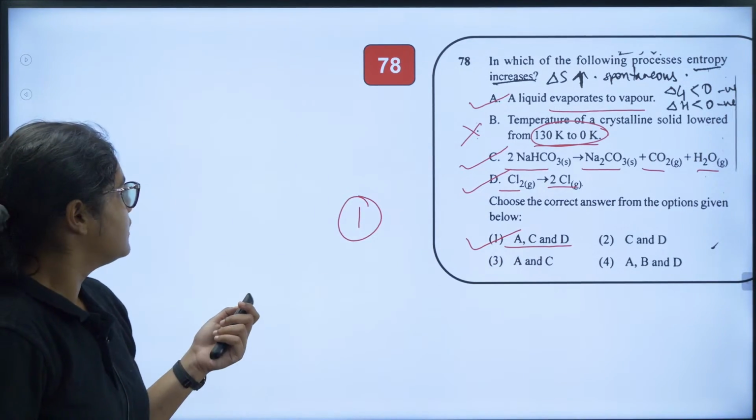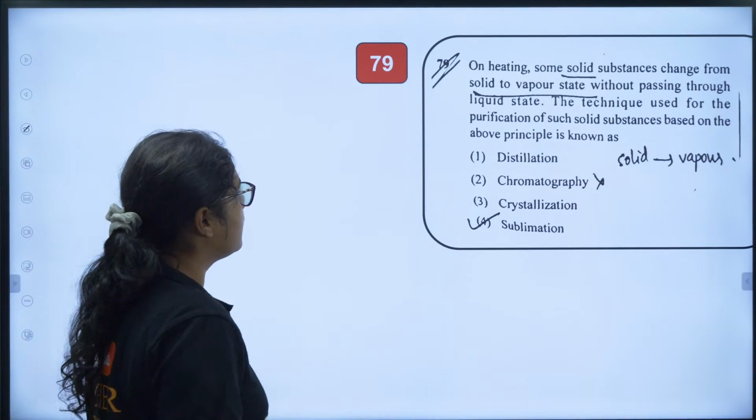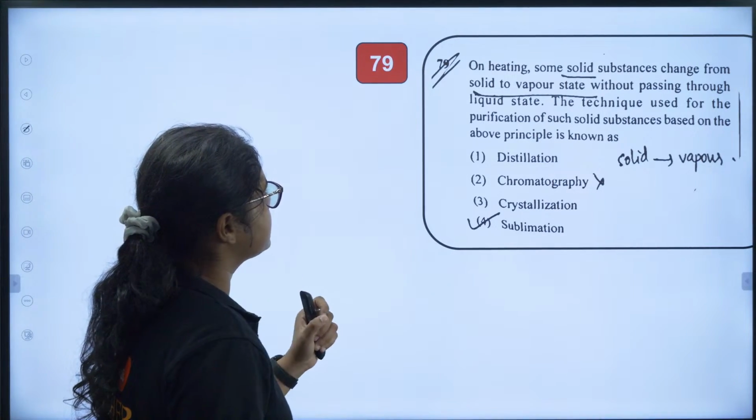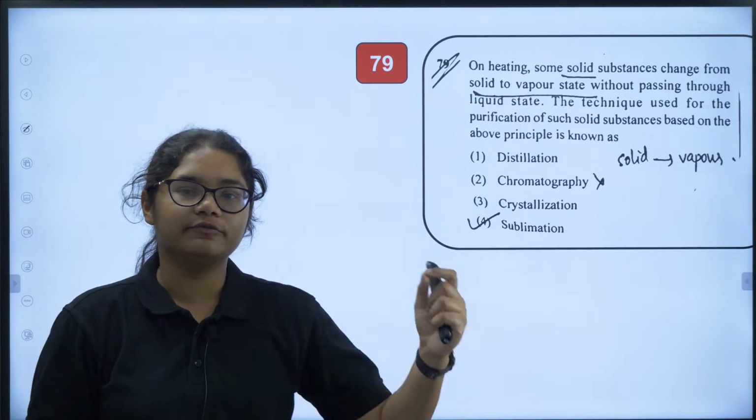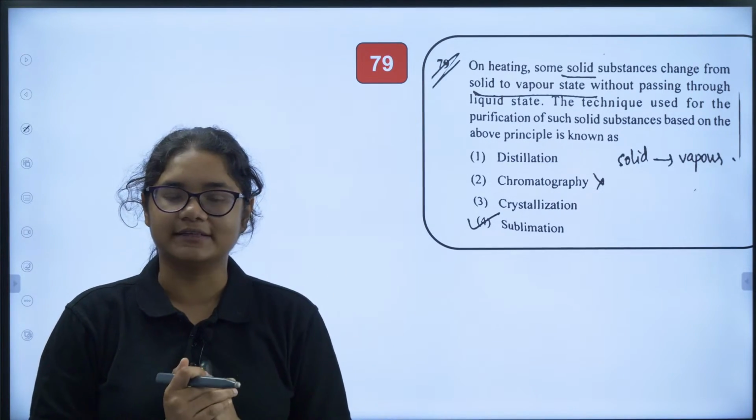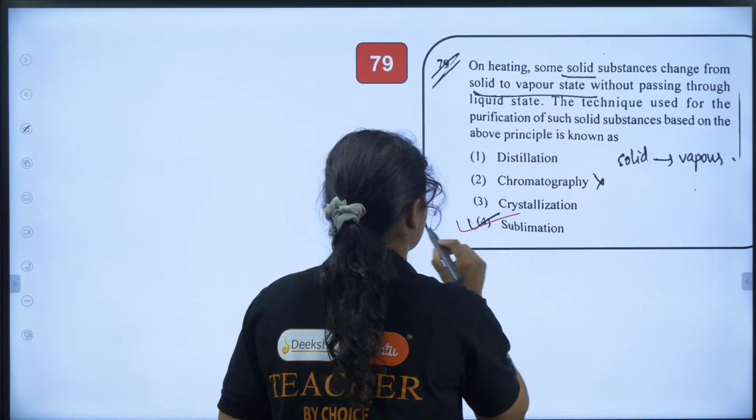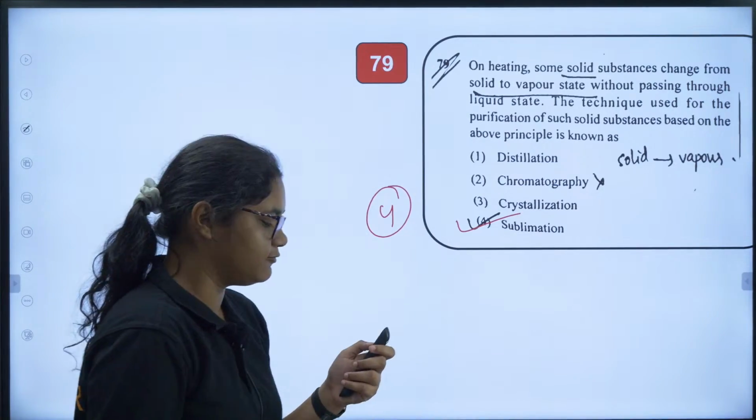Okay. Next one. On heating, some solid substances change from solid. So this was one of the easiest questions. Solid to vapor without going to the liquid phase, that is your sublimation process. So the correct answer for this question is option number 4.